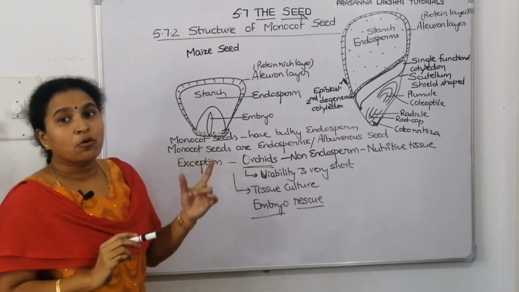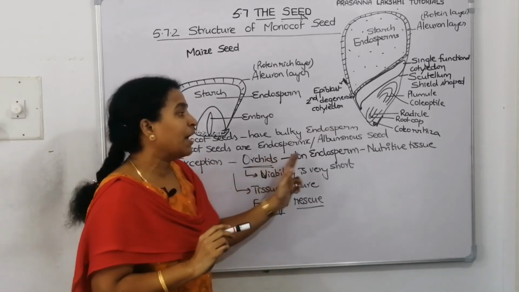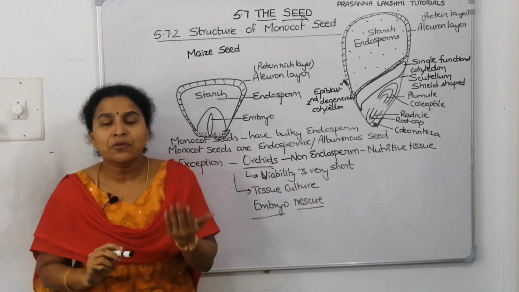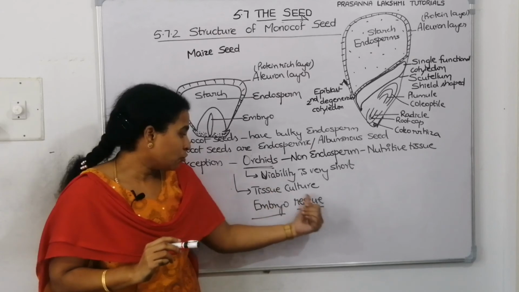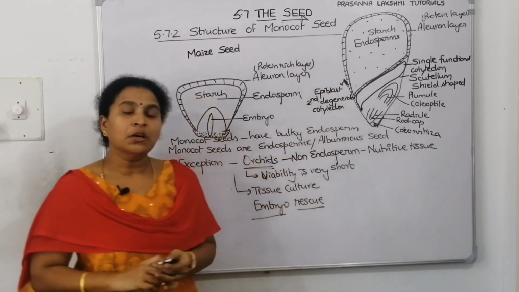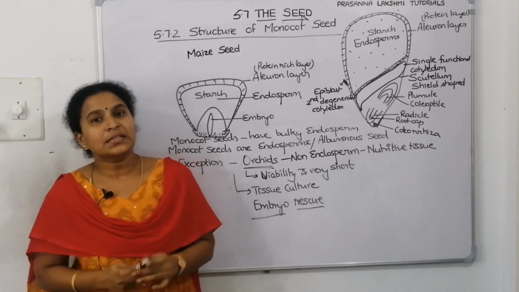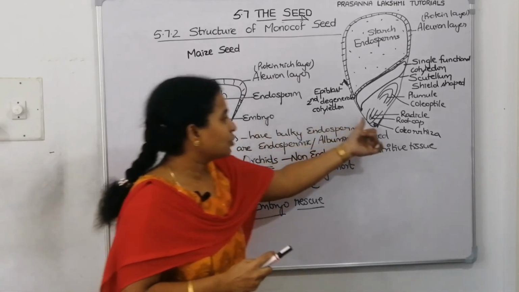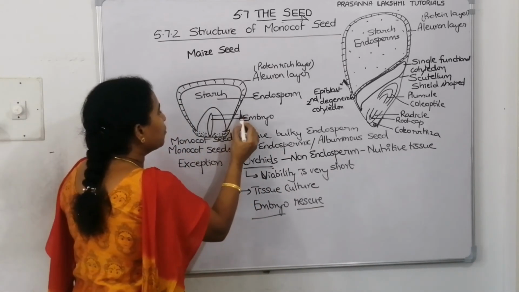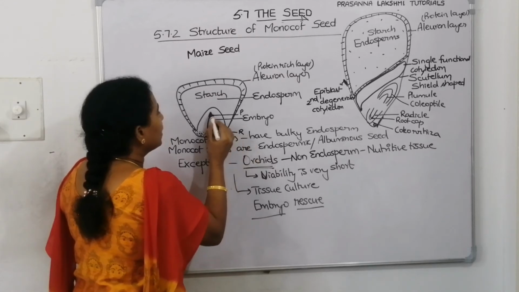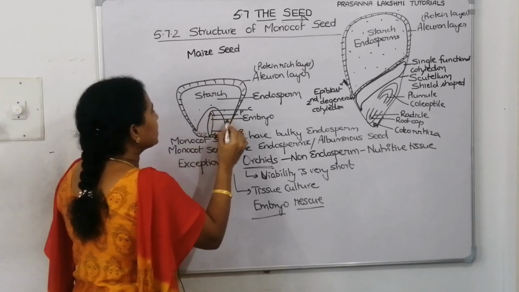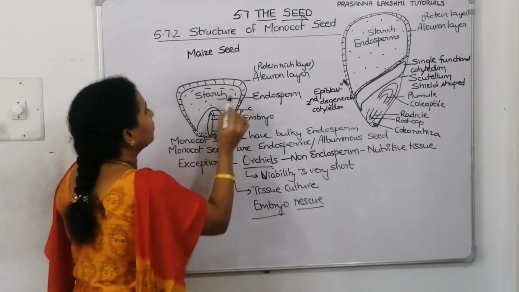The exception for a monocot without endosperm is orchid. They are non-endospermic. Nutritive tissue is not there. So they cannot be normally cultivated. Then how do you cultivate orchid plants? By tissue culture, by embryo rescue technique. So this is about the description of the monocot seed. Understood? So this is the embryo here. Here is plumule, here is radicle. This is covered by coleoptile, this is covered by coleorhiza, and this is a bulky endosperm.